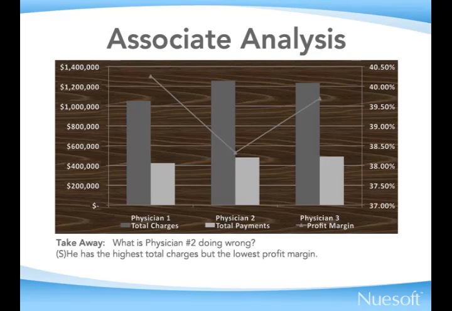So if we take a look at the graphs, for example, on the left-hand side, you'll see the dollars. On the right-hand side, you'll see the profit margin percentage. And you'll see that there's 3 associates here. Now, I want you to take a look at physician number 2. When you look at physician number 2, you see that the profit margin is way down. But yet, they actually bill the most. So what that's telling you is that they're doing a lot of activity without a lot of profit.